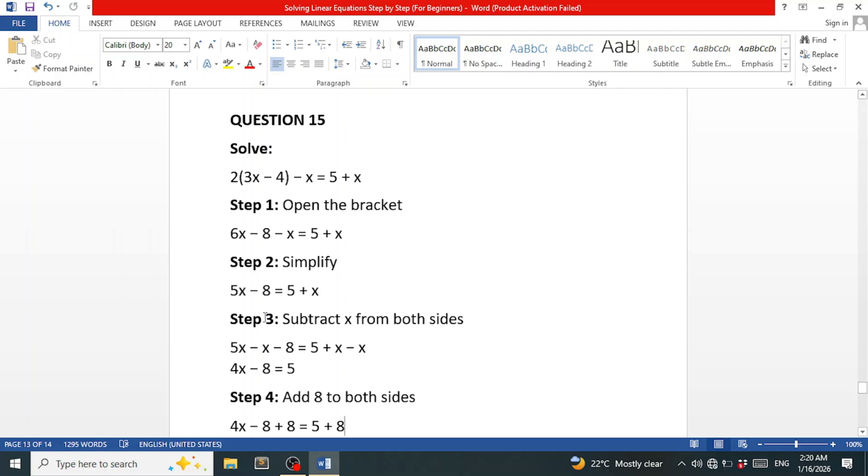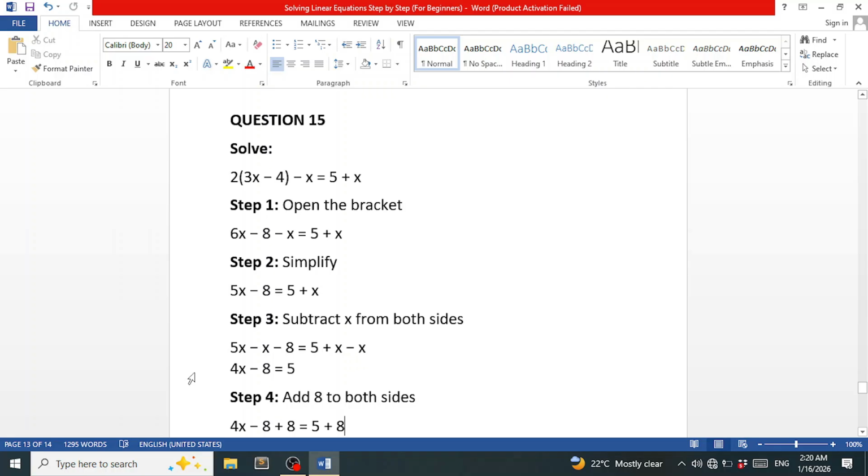So then from here, step 3, we still have another x here after the equal sign, so I'm gonna bring it to the left. Since it is crossing the equal sign, it's gonna be a negative, since here it is a positive plus. So step 3, subtract x from both sides. This is what I'm talking about. 5x minus x minus 8 equals 5 plus x minus x right here.